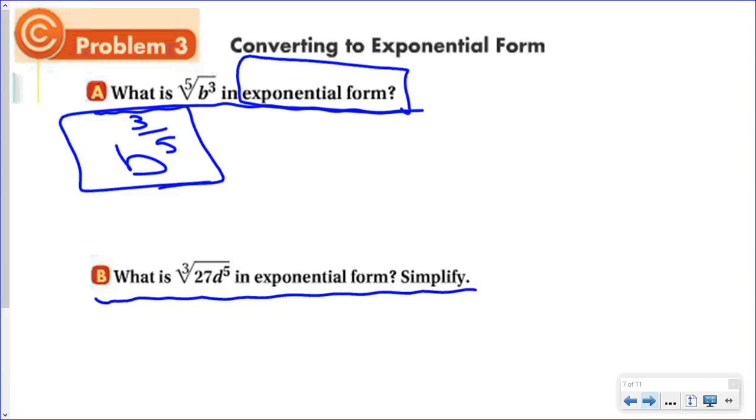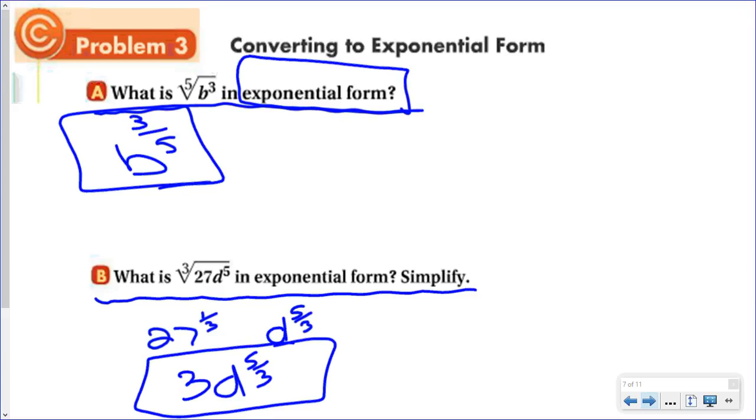Okay, now B is a little tricky here. What you want to do first is isolate everything that's inside that radical. The 27 has a power of 1, d has a power of 5. Now they both are in the cube root, because there's a 3. So in other words, you put a 3 on the bottom of both of those, because that's your index number. Now the 27 raised to the 1/3 power, that is actually a nice number here. What times what times what gives you 27? That answer is 3. And then you'd have d raised to the 5/3. And that is in exponential form because you have exponents.